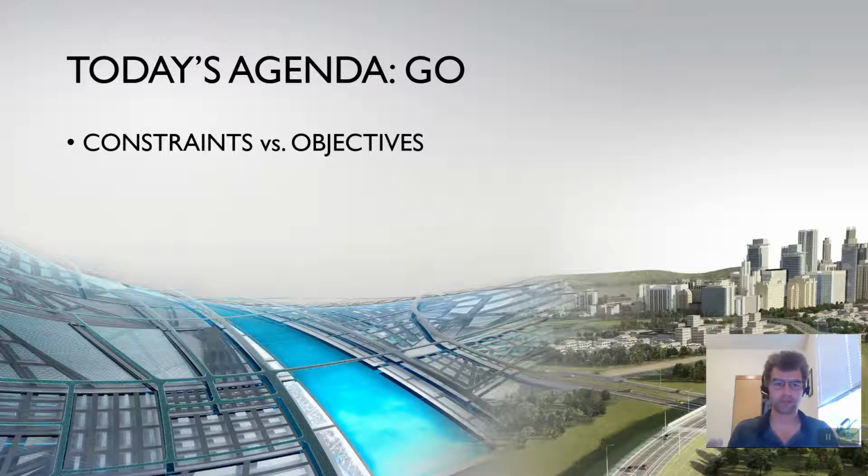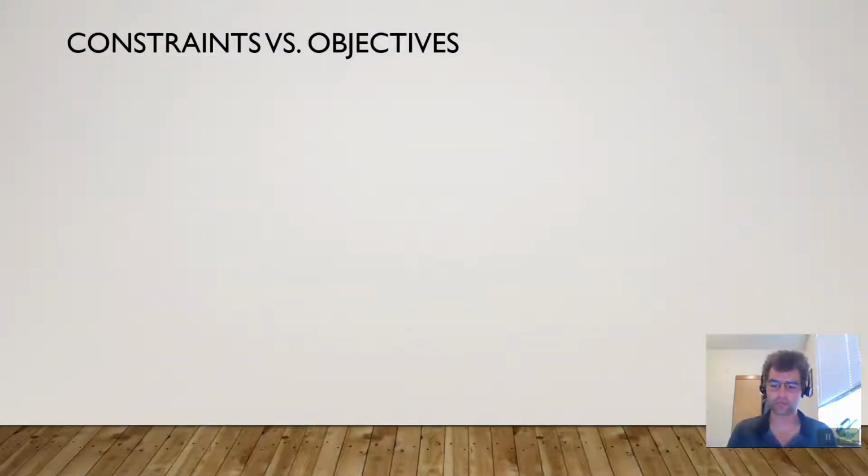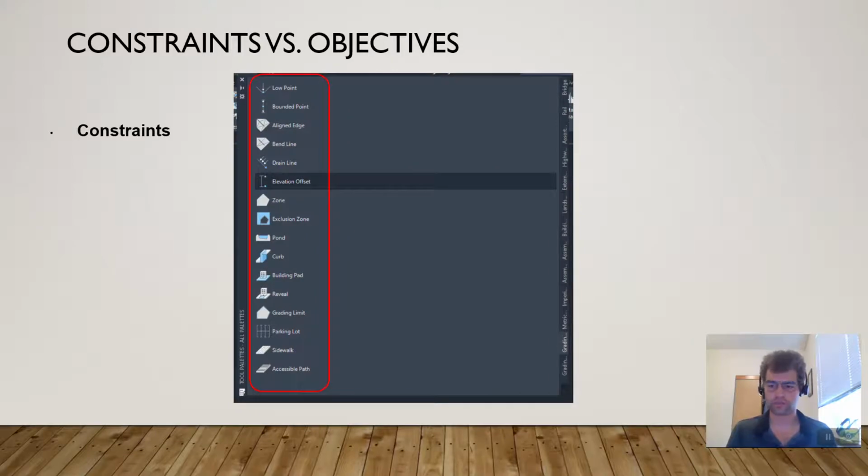And what we're going to look at is we're going to create some constraints, objectives. They might be a bit abstract in terms of them being extreme, but we're really just going to try and see how we can force grading optimization to expose how these objectives and constraints work together. So constraints versus objectives. So constraints. So you can see here the screenshot. This is all the grading objects, those default grading objects that you have in Civil 3D. So you can see from the top here, we have low points, bounded points, aligned edges, and so forth.